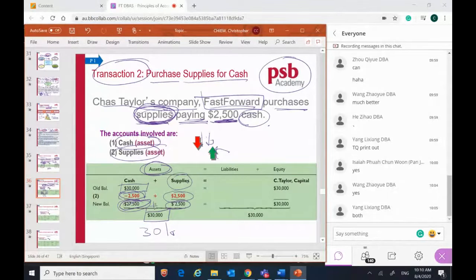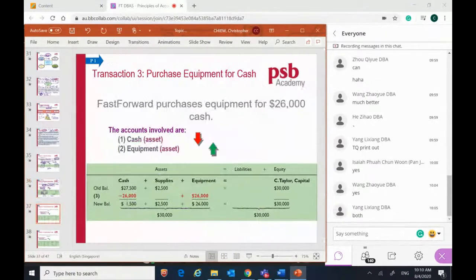There's no impact on the right hand side. The capital is still 30,000. Does it equal? Can you see the accounting equation balances again? So far, so good. All right. Next. Transaction number 3.